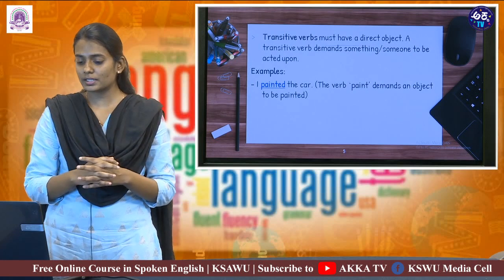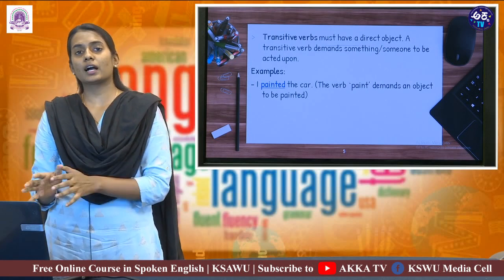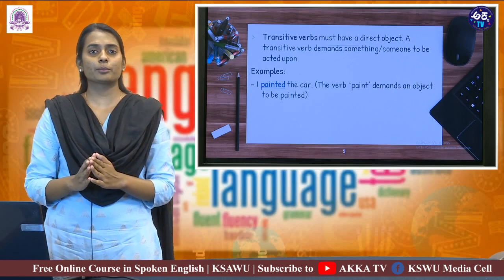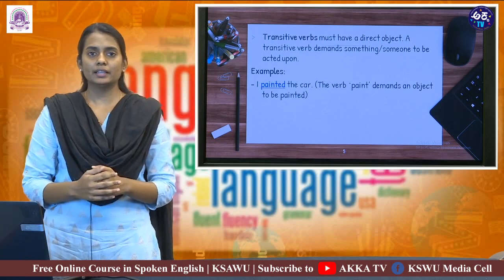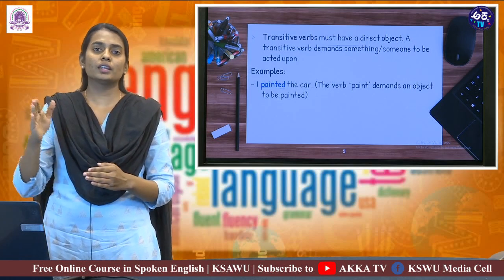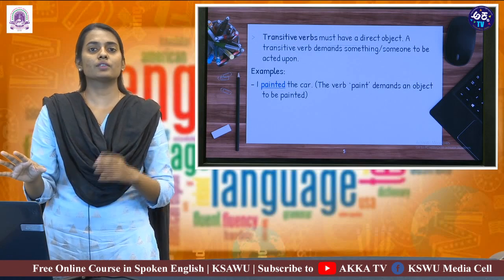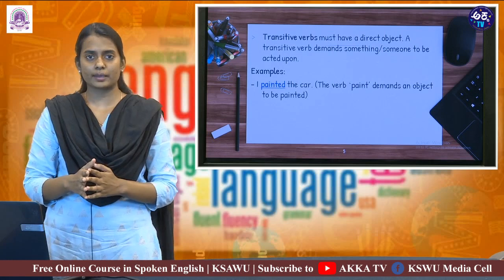In this example we can see: I painted the car. So what exactly have we painted, what action has been done? The action is painted, and what is the object here? Car is the object. So we require an object for transitive verbs to tell what exactly the action is happening on.